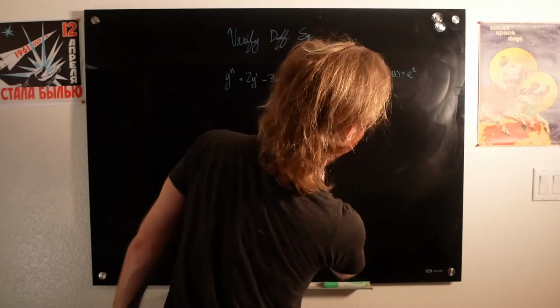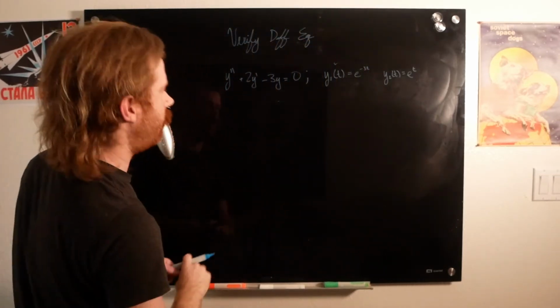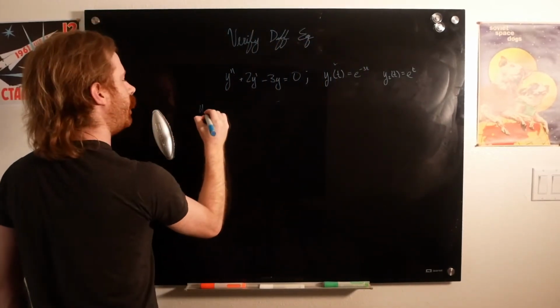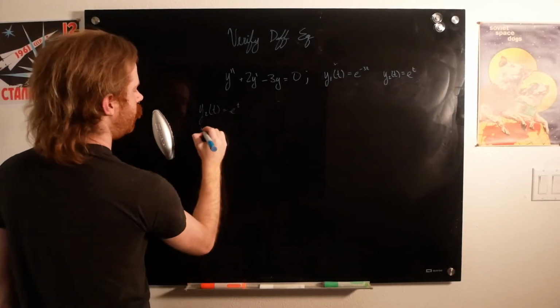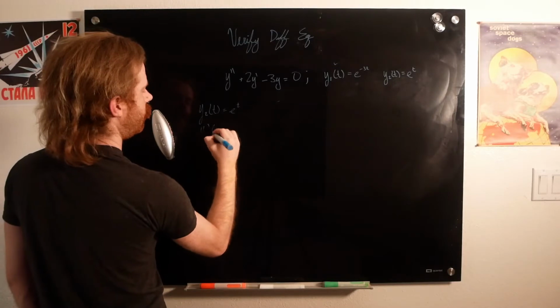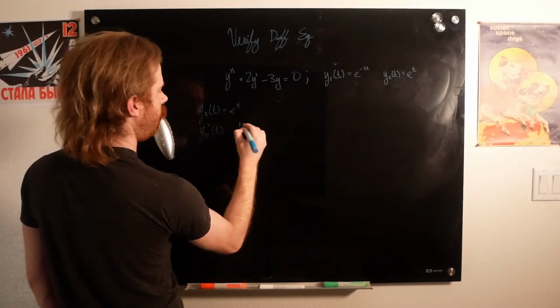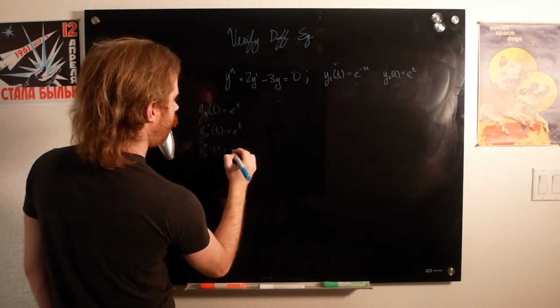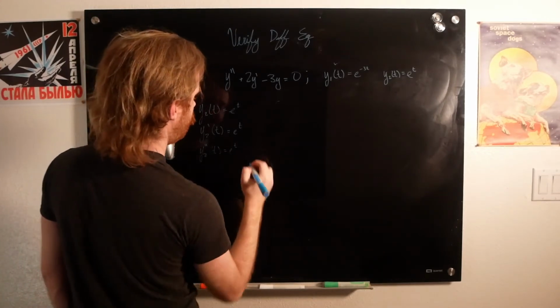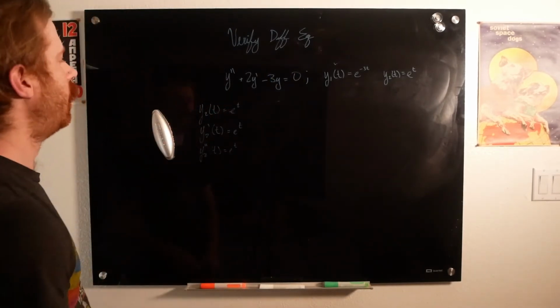So y2 is e to the power of t. So y2 of t equals e to the power of t. So we know how that derivative works. It's just going to be the same all the way down, because the derivative of e to the power of t is just going to be e to the power of t all the way down.